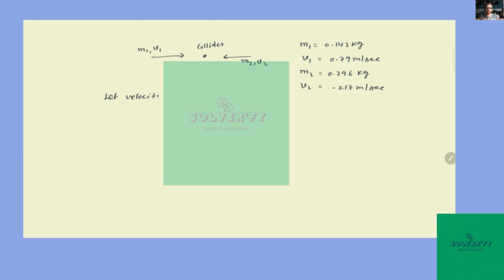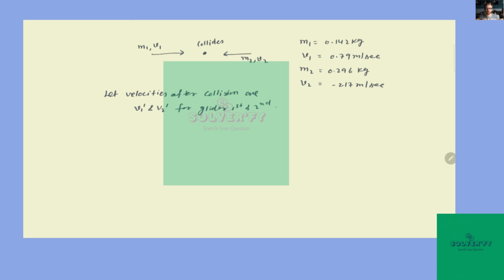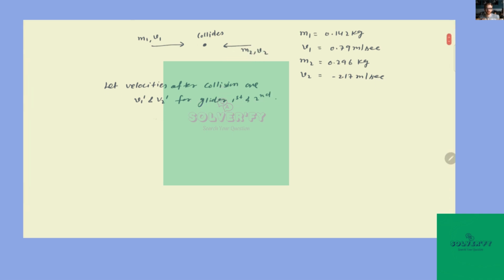Now let the velocities after collision be v1 dash and v2 dash for the first and second glider respectively. By momentum conservation, we can write that initial momentum m1 v1 plus m2 v2 will be equal to m1 v1 dash plus m2 v2 dash. This is our equation first.